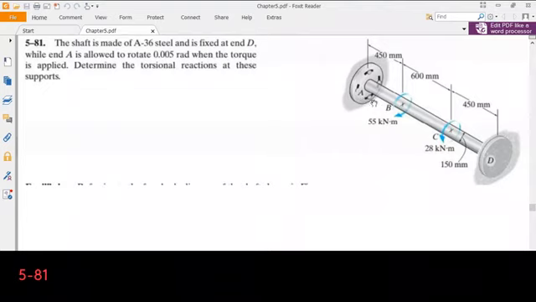We have two torques applied to this shaft. One is 55 kilonewton meters and the other one is 28 kilonewton meters. Diameter of the shaft is given as 150 millimeters. The distances are given. From A to B is 450 millimeters. From B to C is 600 millimeters, and from C to D is 450 millimeters.